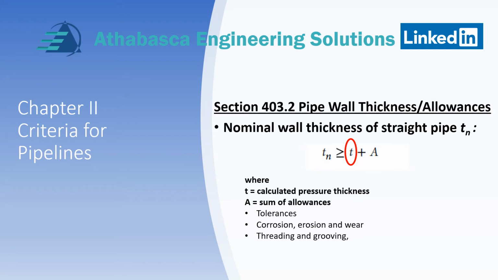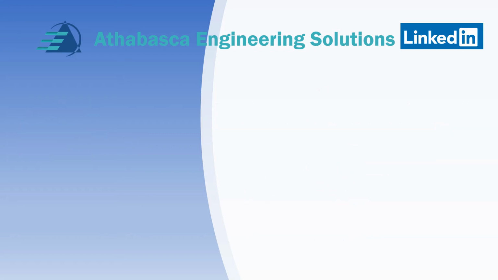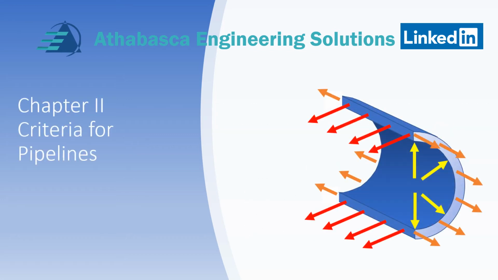So the first part we'll talk about is the t, the calculated thickness. Back in the previous slides, we had shown you basically a stress model of the forces that are in a pressurized pipe. So we had the longitudinal stresses and the hoop stresses. Okay, so in this case, we're using the hoop stress to determine the wall thickness of the pipe.